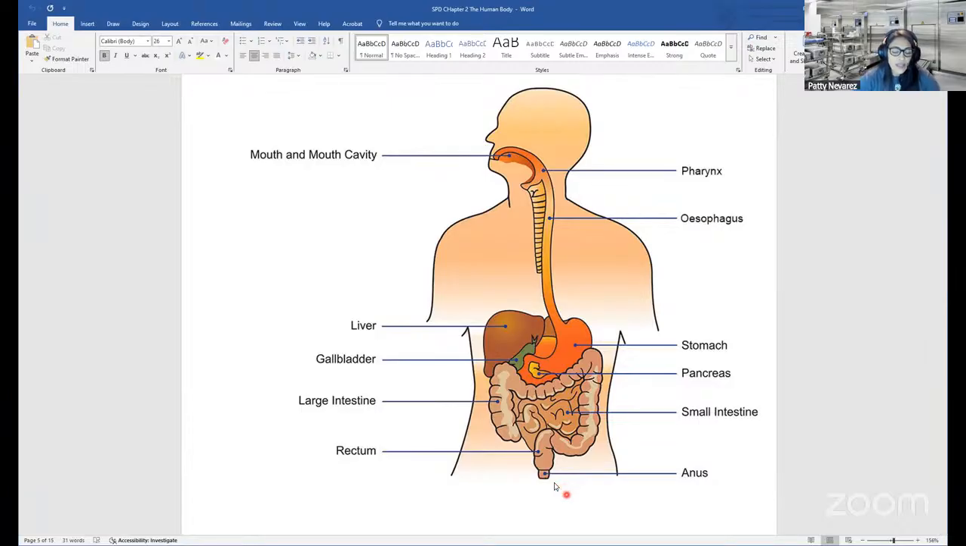The processes that happen in the digestive system: it digests food, absorbs nutrients, and eliminates waste. So those are the functions of the digestive system. We eat something, we remove the nutrients from it, and then what is not used is excreted.